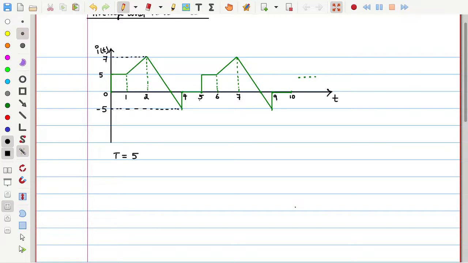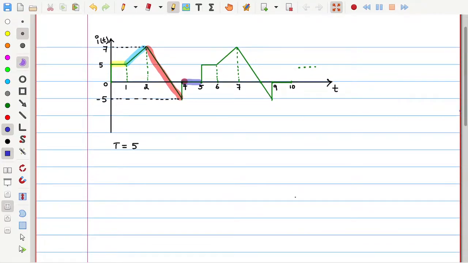But between 0 to 5 we will not have a single straight line or single kind of pattern. Several patterns are there, so try to observe. Let me highlight some sections. See, this is one straight line, a constant line. This is one increasing linear line, and again one decreasing line, and then suddenly it jumps and remains at zero. So many variations are there in a single waveform. So we have to examine the mathematical equation of each.